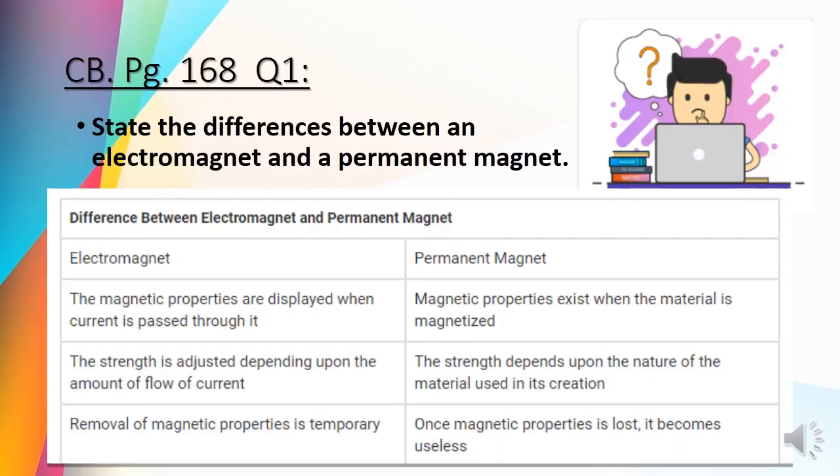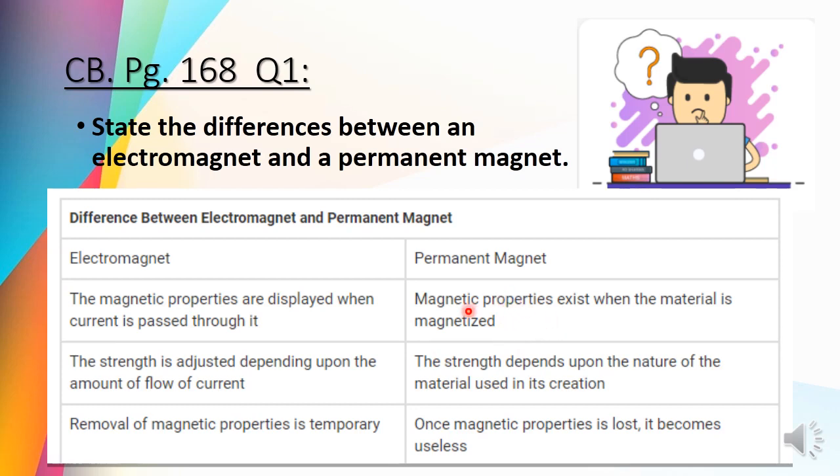Let's answer this question in our course book, page 168, question 1. State the differences between an electromagnet and a permanent magnet. Choose any 2 points and write them in your course book. Electromagnet: the magnetic properties are displayed when current is passed through it. So only when there is a current in the wires, there are magnetic properties.